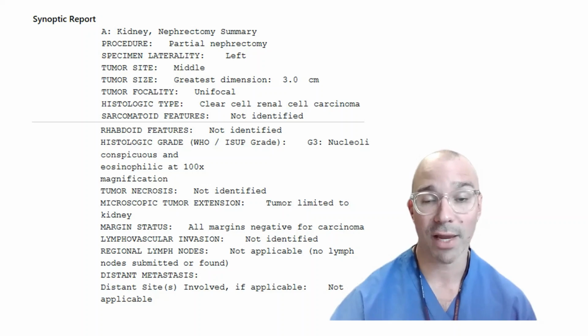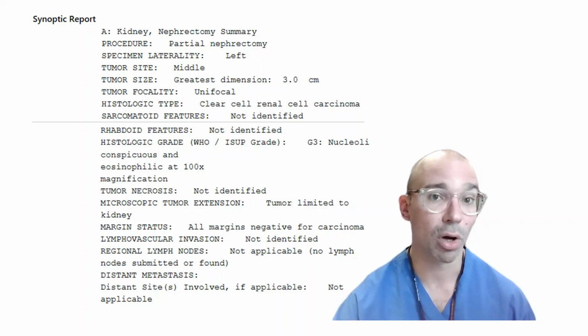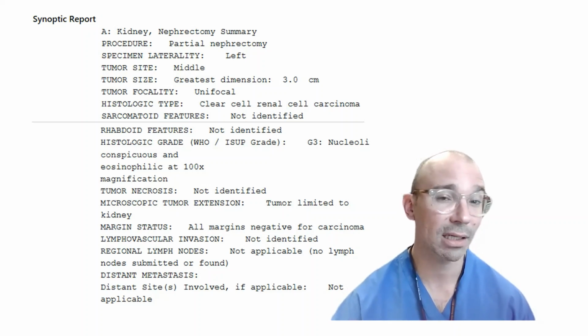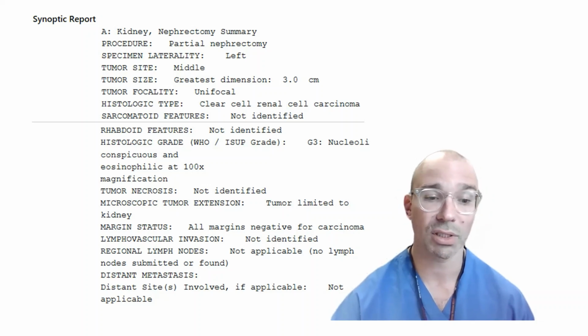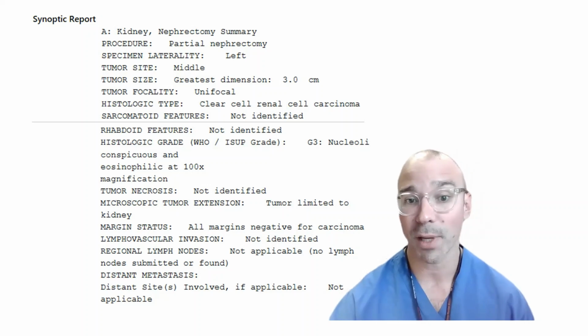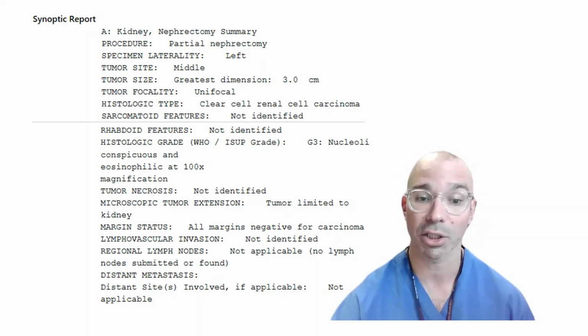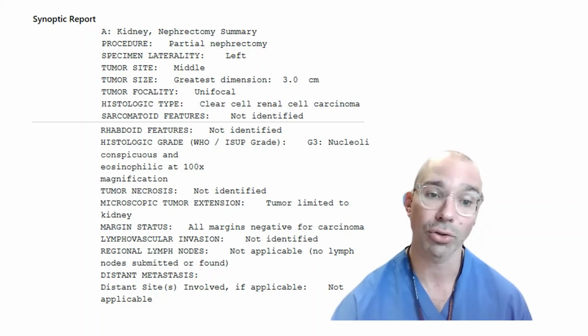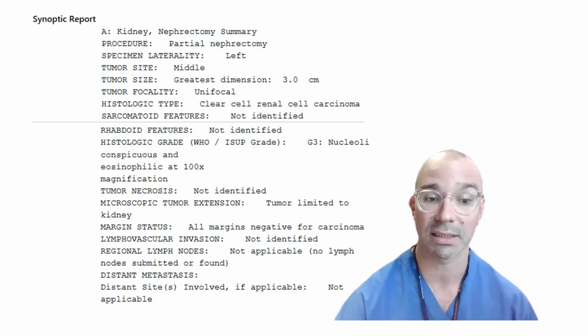Lymphovascular invasion describes growth into small blood vessels and lymphatics within the kidney. Pretty rare, to be honest with you, to see that happen without growing into larger vessels as well. And in this patient who had a partial nephrectomy, a lymph node dissection was not done. However, if you had a larger tumor or there were suspicious lymph nodes, this is exactly where you can read about them.